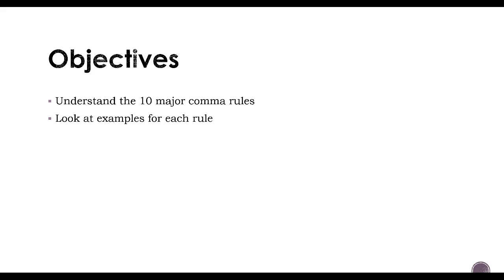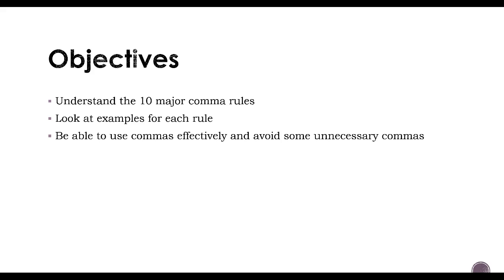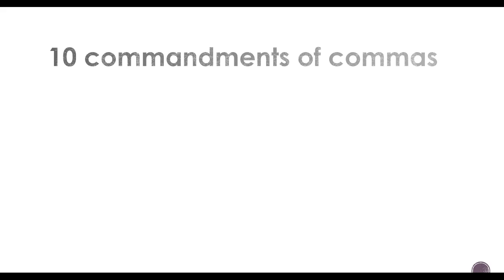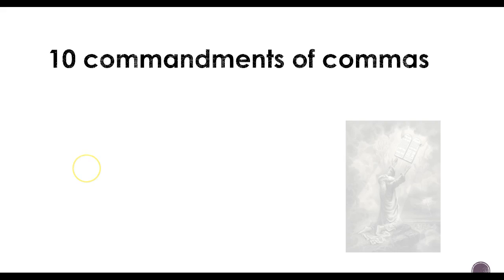And we have 3 objectives for this lesson. First objective is to understand the 10 major comma rules. These are all the rules that you need to know, all the most important rules. We're going to look at examples for each rule so you can really clearly see how to use the commas and how not to use the commas. And hopefully by the end of this lesson, you're going to be able to use commas effectively for the rest of your life and avoid unnecessary commas. How are we going to do that? By using a little strategy that I like to call the 10 commandments of commas.